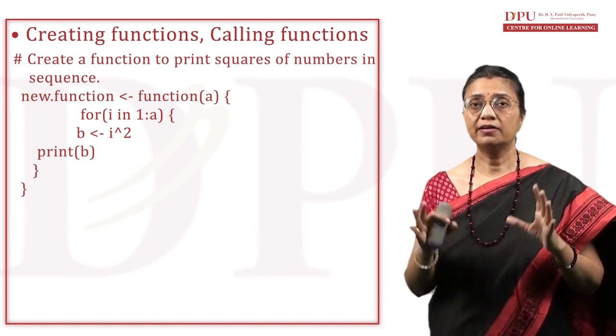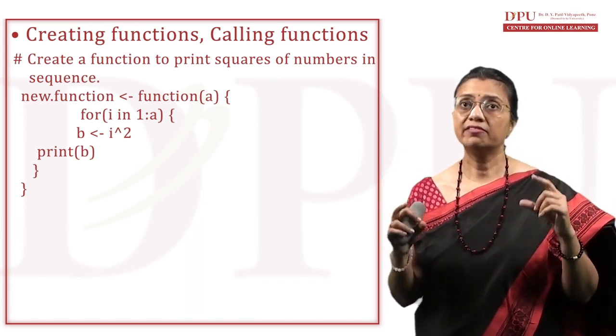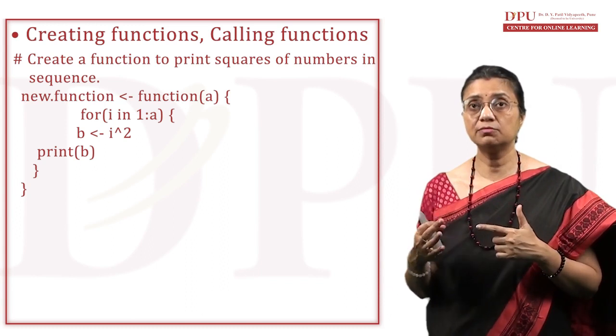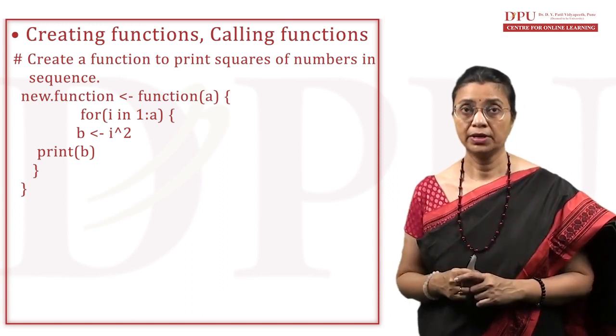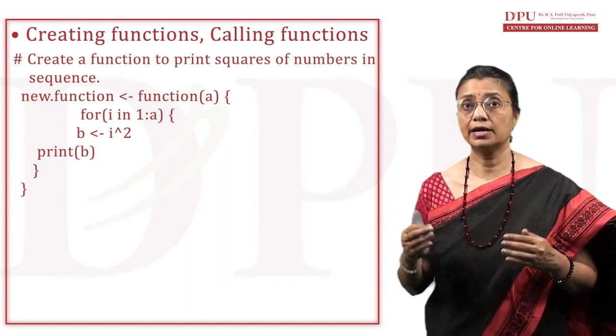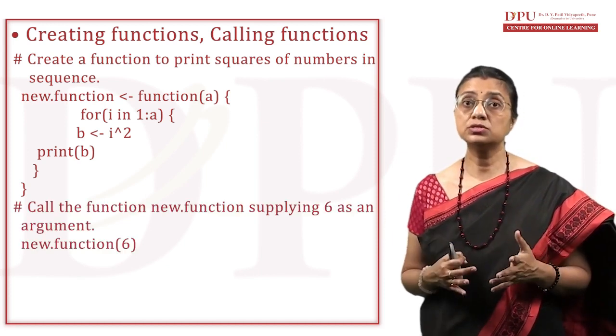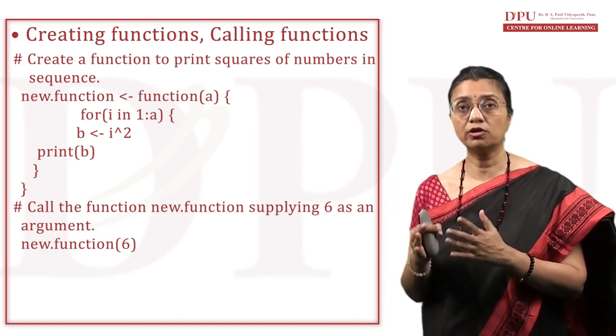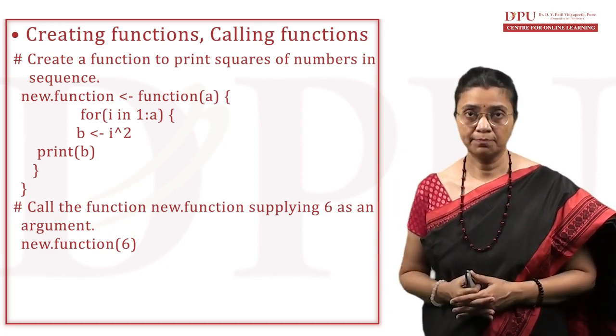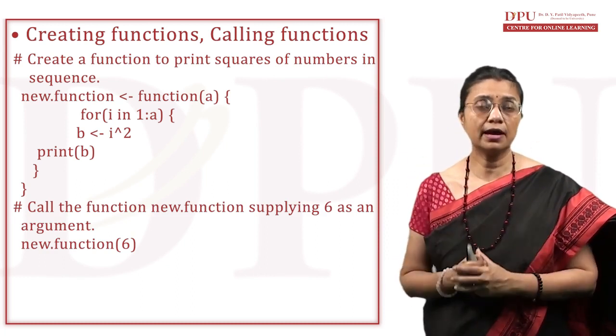After that, I have written my function. I say I have created my function and I have defined my function. Now, after defining the function, I should know how to call a function. So to call a function, I'm using the function name new.function, which is my function name, and I'm supplying 6 as an argument.